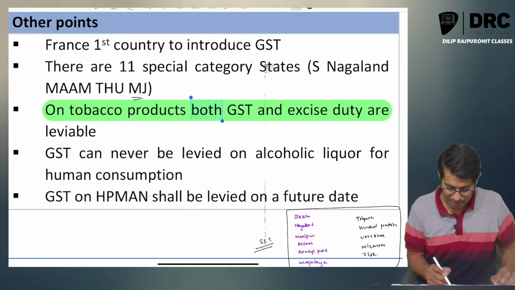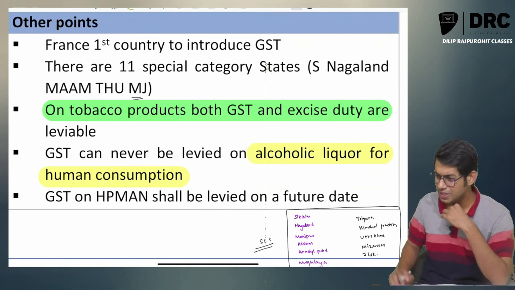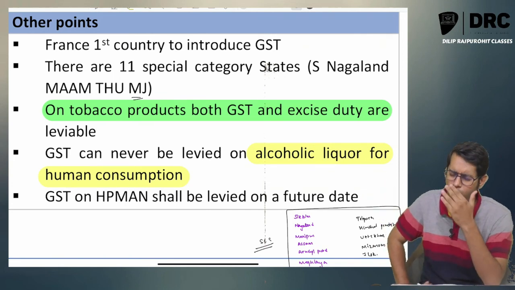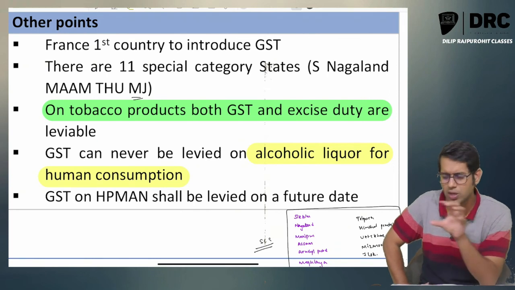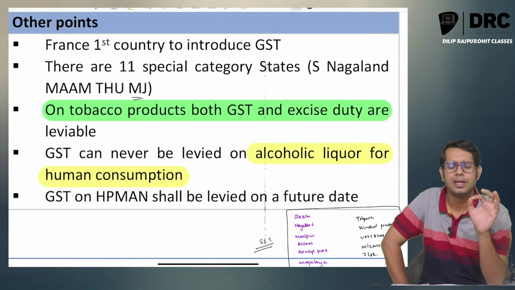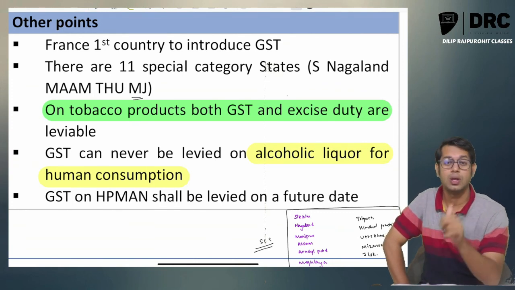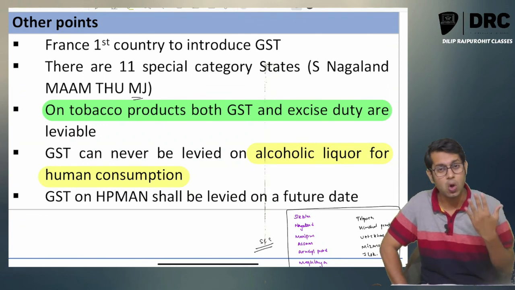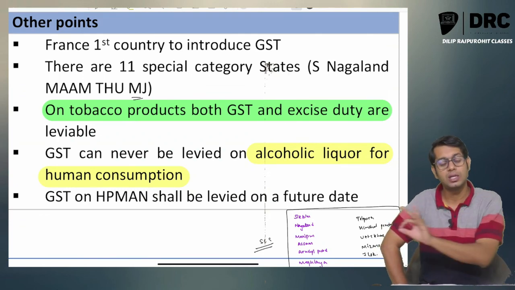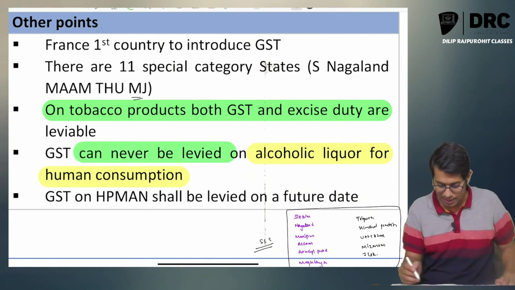Similarly, there is something called alcoholic liquor for human consumption. Please note, we are going to see this again in our future classes, but because some points are mentioned on these topics in the first chapter, I am discussing them. Alcoholic liquor which is consumed by human beings, on that GST can never be levied.